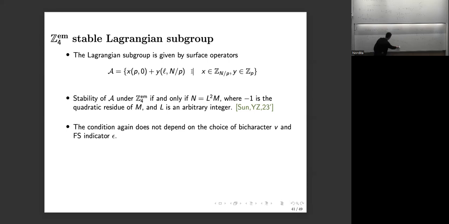the condition for n is no longer a perfect square, but n should be equal to L times m, where m satisfies the following condition. There is an integer r whose square is -1 mod m. In other words, -1 is a quadratic residue in m. There exists r.